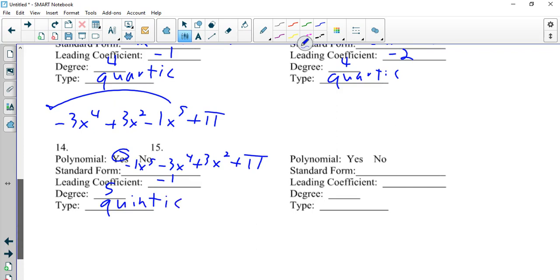And the last one is 10x to the 1/2 plus 4x cubed. And this is a no. Why is it a no? The x has an exponent that is a fraction, and that's not possible. If any variables have a fraction, decimal, or negative exponent, it's a no-go. That's it.